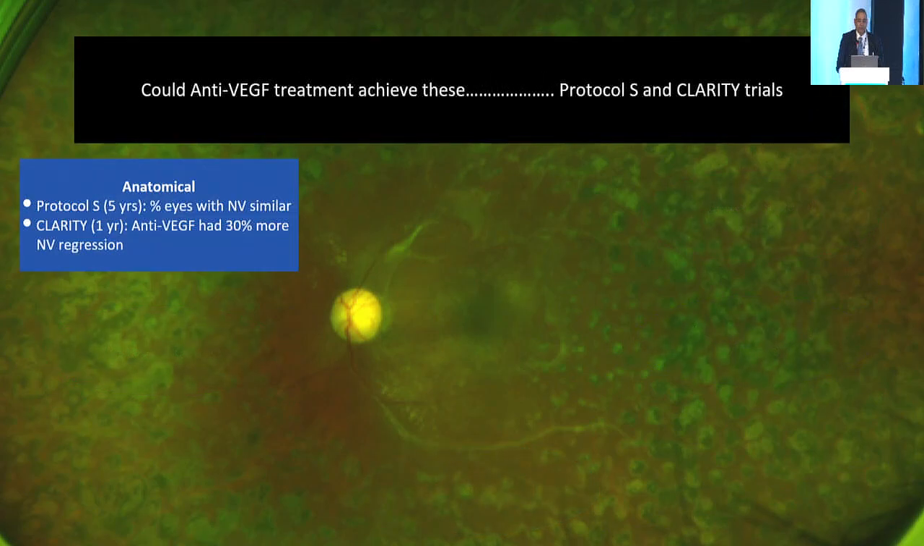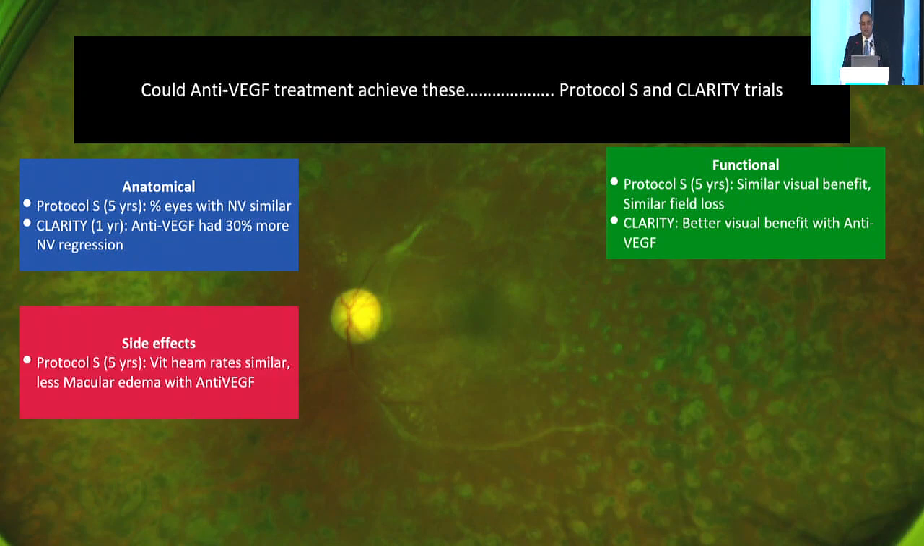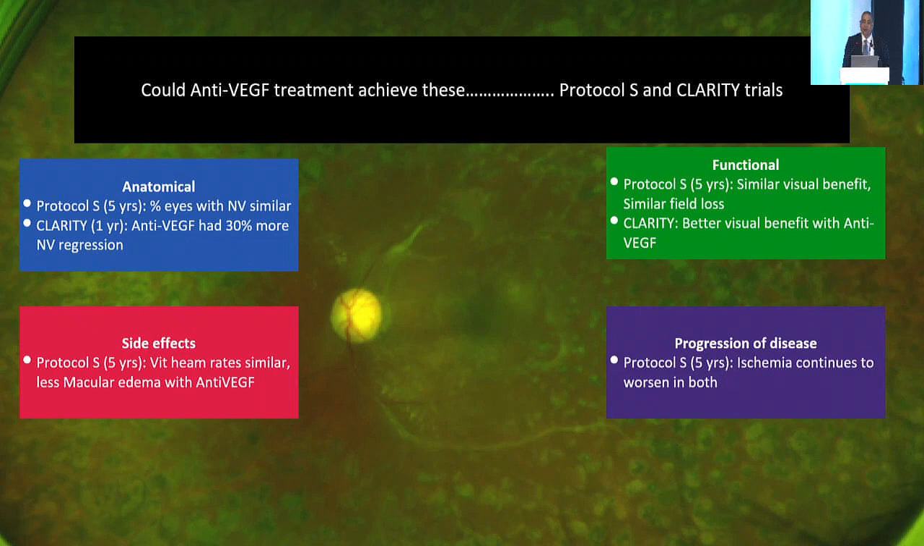So the 2 major trials were Protocol S and the Clarity study. Protocol S 5-year follow-up found that the risk of neovascularization was similar in both PRP and anti-VEGF, and in Clarity, anti-VEGF had more neovascular regression. Functionally, to our surprise, we thought visual fields would be reduced in PRP, but field loss was seen even with anti-VEGF. That means the disease still progresses, the CNP areas still continue to form, and they cause the scotoma. Side effect rates were similar.